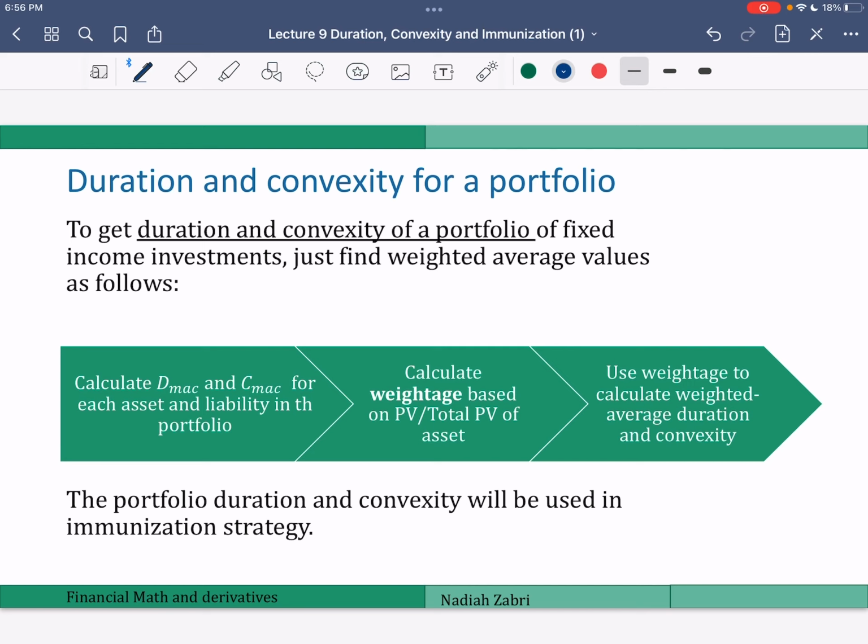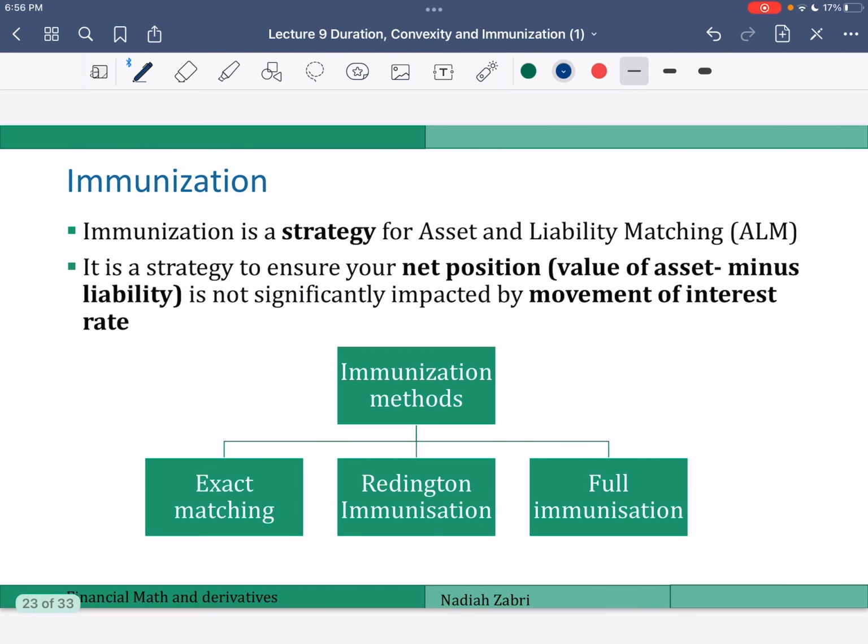Okay, so now we know how to calculate the duration and convexity for a portfolio of assets and a portfolio of liabilities. I want to let you know that this portfolio duration and portfolio convexity will actually be used in the immunization strategy. So what is immunization? Immunization is a strategy for asset and liability management. It is a strategy to ensure that our net position, the value of our assets minus the value of our liabilities, is not significantly impacted by the movement of interest rates.